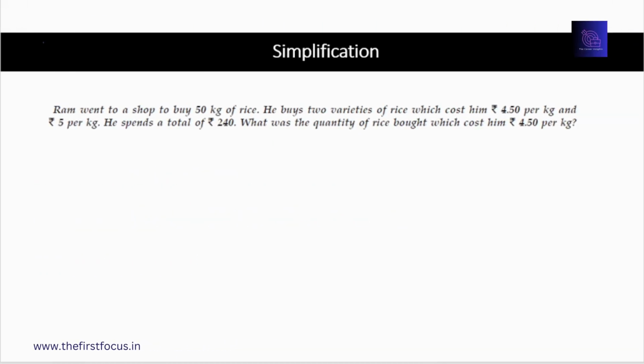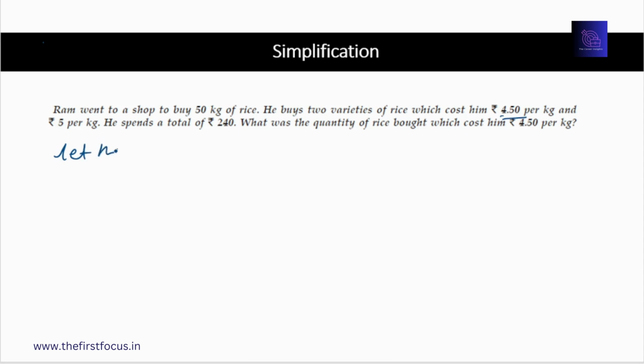Now let's look at the next problem. Ram went to a shop to buy 50 kg of rice. He buys 2 varieties of rice, which cost him 4 rupees 50 paise per kg and 5 rupees per kg. He spends a total amount of 240 rupees. What was the quantity of rice bought which cost him 4 rupees 50 paise per kg? So we have to find the kgs of rice that he bought for 4 rupees 50 paise. So now let's start solving the problem.